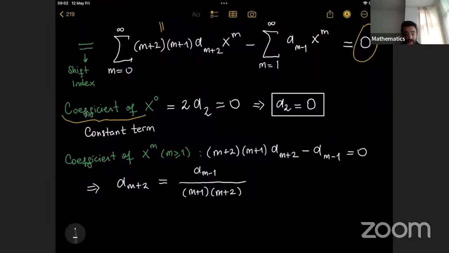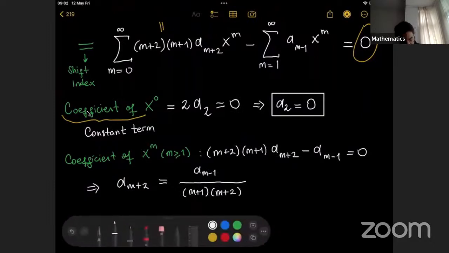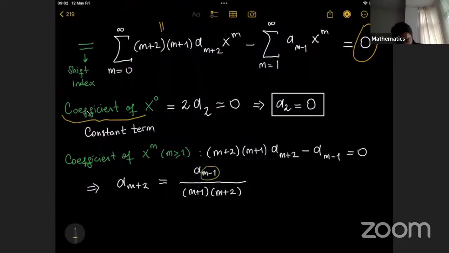Well, the nice thing is that using this relation, we can get all other coefficients. Okay, so for instance, we know a2. What is the difference here? The difference between m minus 1 and m plus 2 is 3. That means, since you know a2 is equal to 0, you can find a5, a8, and so on. If you know a1, you also know a4, a7. So you know every third term by this relation, okay?